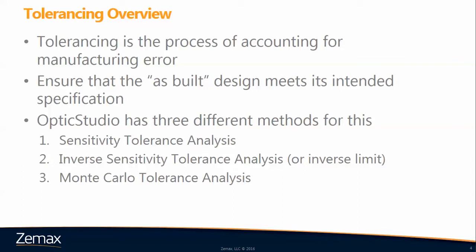And there are three different tolerancing capabilities inside of OpticStudio. We have a sensitivity tolerance analysis, which lets you see how known tolerances will change your system. Then we have an inverse sensitivity analysis, which works in the other direction, and it lets OpticStudio calculate the tolerances for you. And then the Monte Carlo tolerance analysis can be used to simulate the effect of all of the tolerances simultaneously.